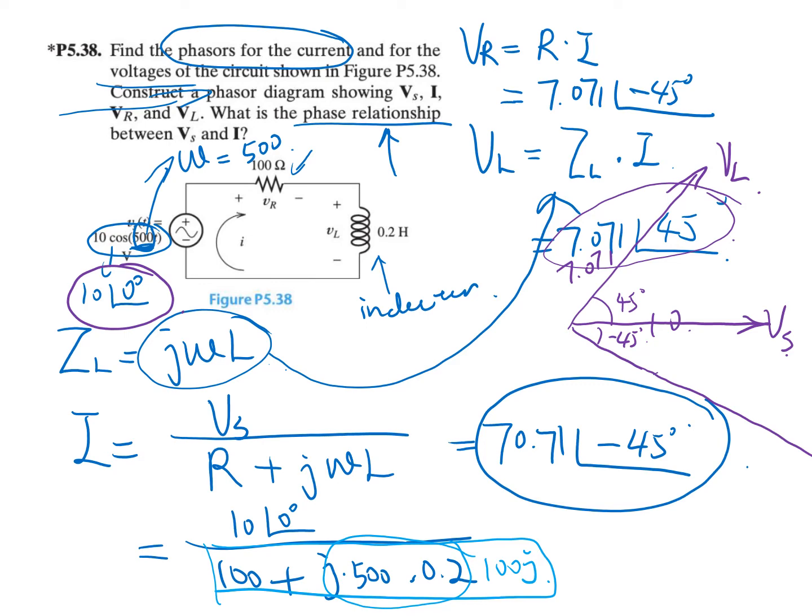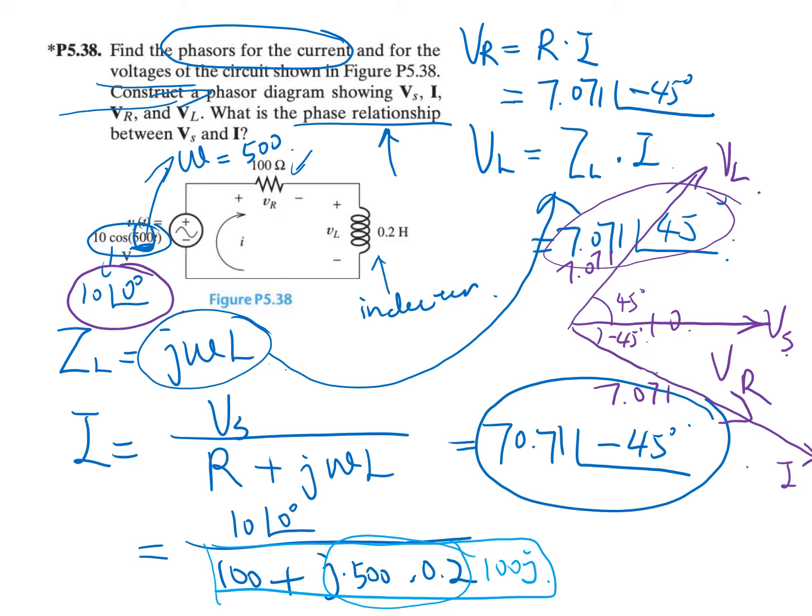And now finally we can draw VR. We know that the VR value is 7.071, so that's the same as VL. So let's draw it here. This is 7.071, and this is VR. This is I.